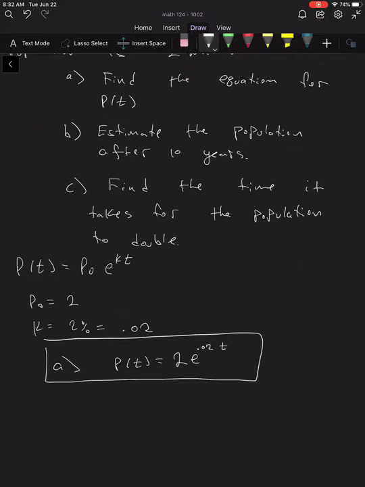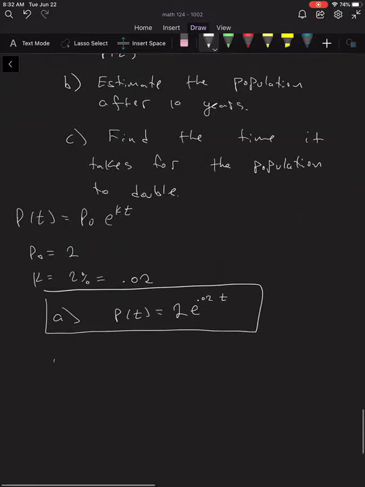Now estimate the population after 10 years. That just means P of 10. We want to plug in 10 years, so we're going to have t be 10. So this is just going to equal 2 e to the 0.02 times 10, which is equal to 2 times 1.22, which is 2.44 million.